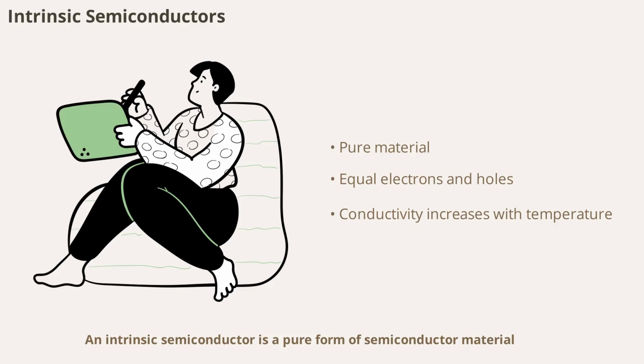An intrinsic semiconductor is a pure form of semiconductor material, typically silicon or germanium, without any significant impurities. In this state, the number of electrons and holes, essentially the absence of an electron, are equal. At absolute zero, intrinsic semiconductors act as perfect insulators, but as temperature rises, some electrons gain enough energy to jump from the valence band to the conduction band, allowing a small current to flow. This natural behavior is the foundation for more advanced semiconductor technology.